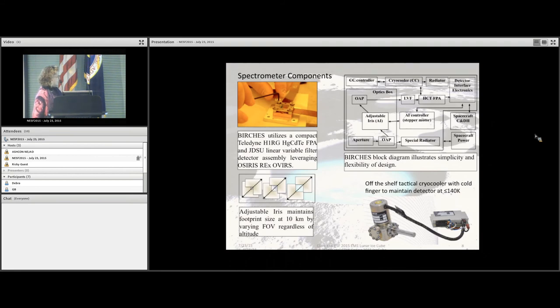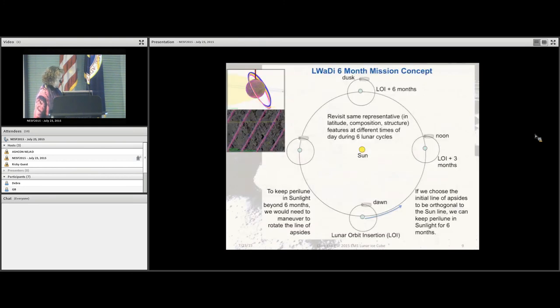And here's a picture of the Ricor 562S, I think it is, a tactical cryocooler. This is basically our concept. We enter into an equatorial periapsis orbit that takes us to 100 kilometers at periapsis, approximately over the equator. We go from about 250 to 100 kilometers, maintaining a spot size of 10 kilometers as we go from pole to pole.